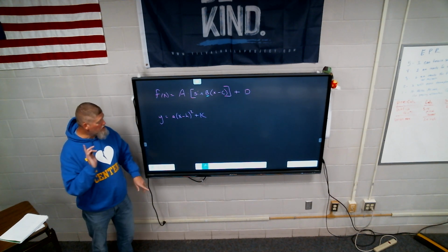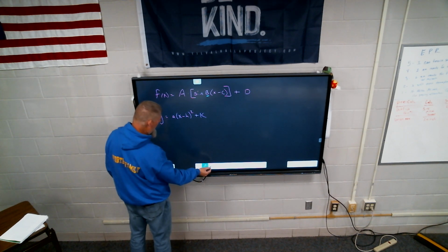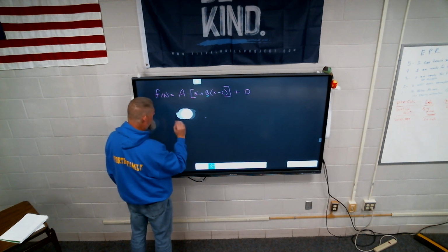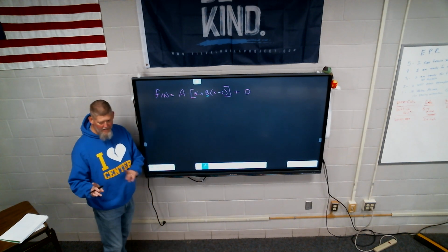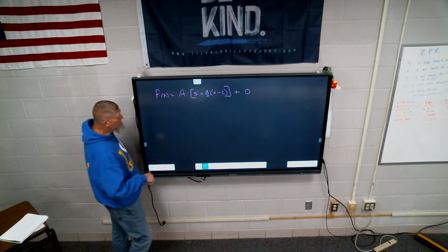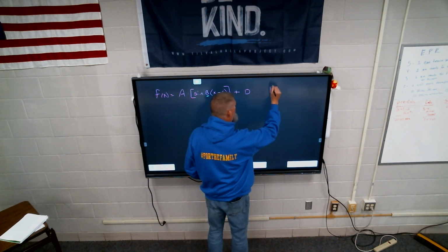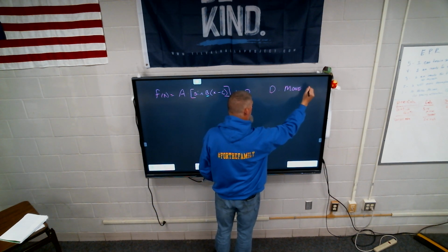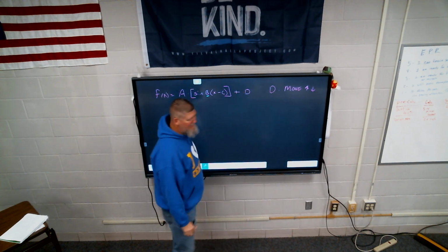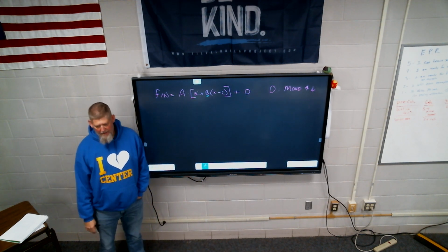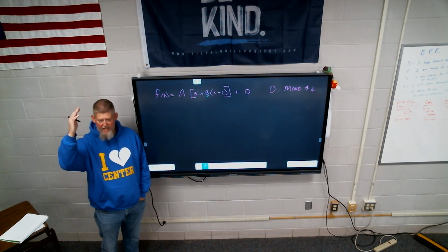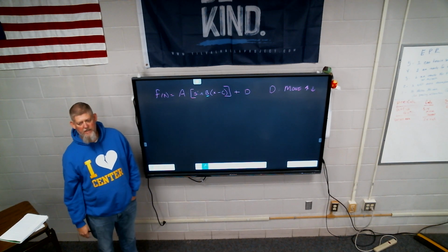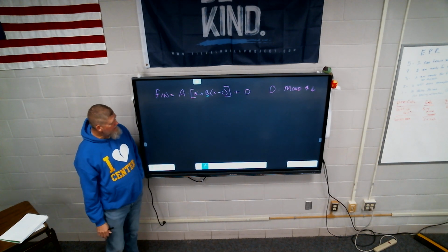So remember that when it comes to this, because it's going to be very similar, although we're going to tweak the a just a little bit. Okay? So the d simply moves the function up or down, exactly the same way as the k. If the d is 2, it's going to move it up. If it's negative 5, it's going to move it down 5. That's exactly what it says it's going to do.